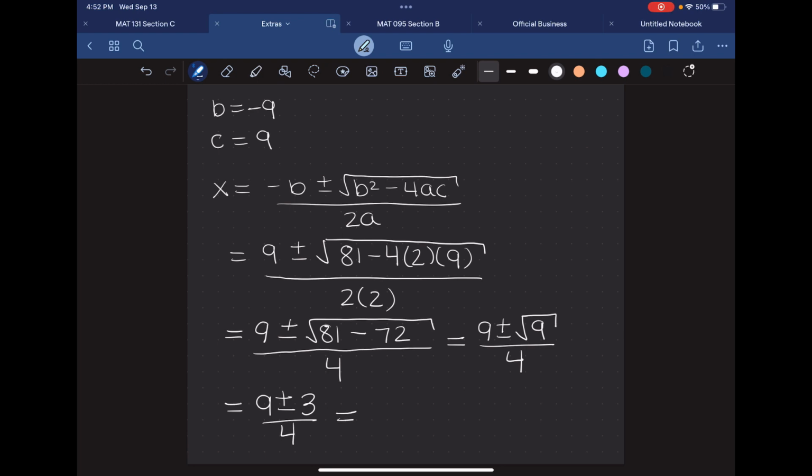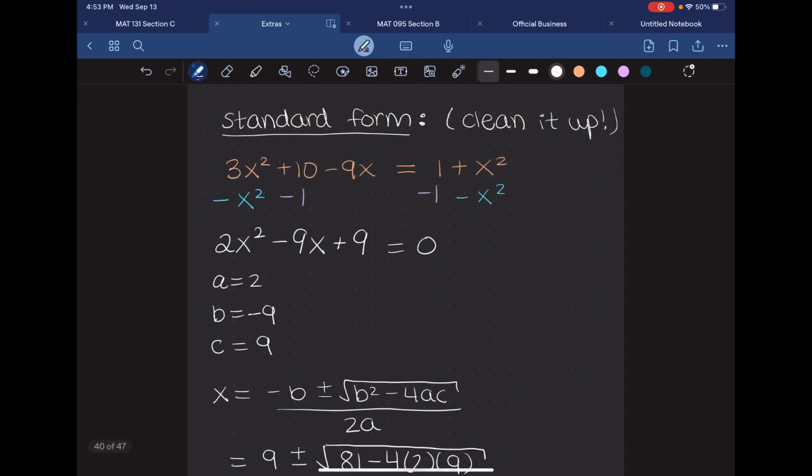And now we can finally separate these two situations out. In one situation, I have 9 plus 3 over 4, which gives me 12 over 4, or 3. And in the other situation, I have 9 minus 3 over 4, which gives me 6 over 4, or 3 halves. And so these would be the two solutions to my original quadratic equation.